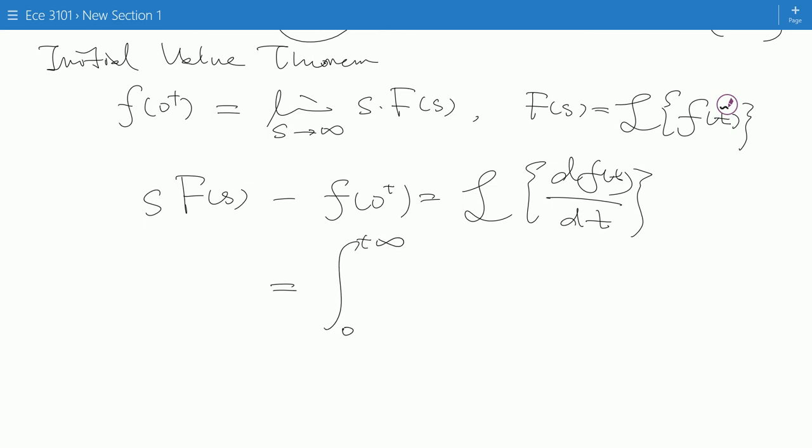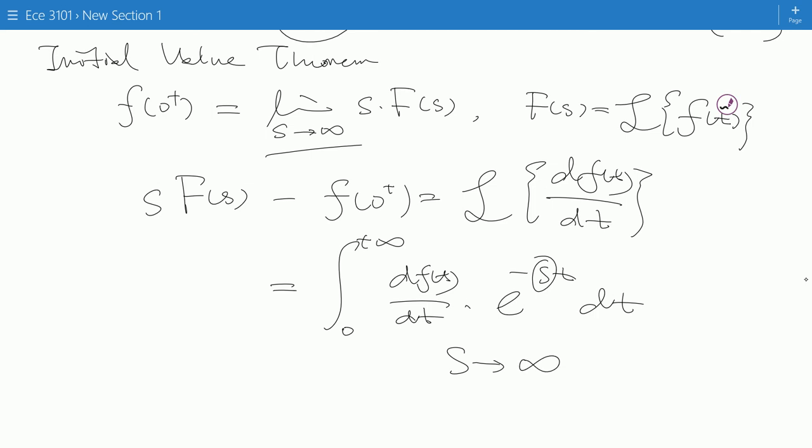Integral of a certain function, we don't care what this function is, times e to the negative st dt. And since we're letting s go to infinity, here is e to the minus st. When s goes to infinity, this whole thing will go to 0. If this thing goes to 0, everything goes to 0. So the right hand side will become 0 as s goes to infinity.